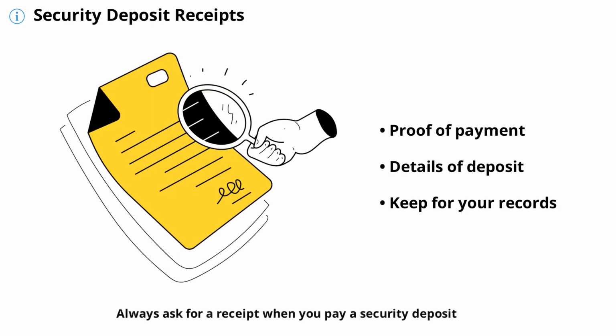Always ask for a receipt when you pay a security deposit. This document proves that you've paid the required amount and can be useful if there are any disputes later. The receipt should include the amount, date, and purpose of the deposit, as well as the landlord's or provider's signature. Keep this document in a safe place until your deposit is returned.